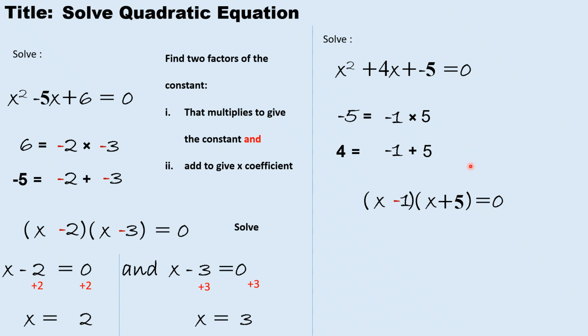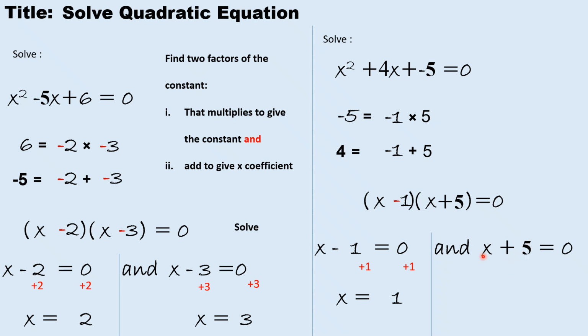Now it's time to do step 2, and it is to solve. Okay, so x minus 1 is equal to 0, and x add 5 is also equal to 0. Now let's undo the last operation done to x. So here we have x subtract 1, and the reverse of subtracting is adding. So add 1 to both sides of the equation. And minus 1 add 1 is 0, 0 add 1 is 1. Therefore, x equals 1.